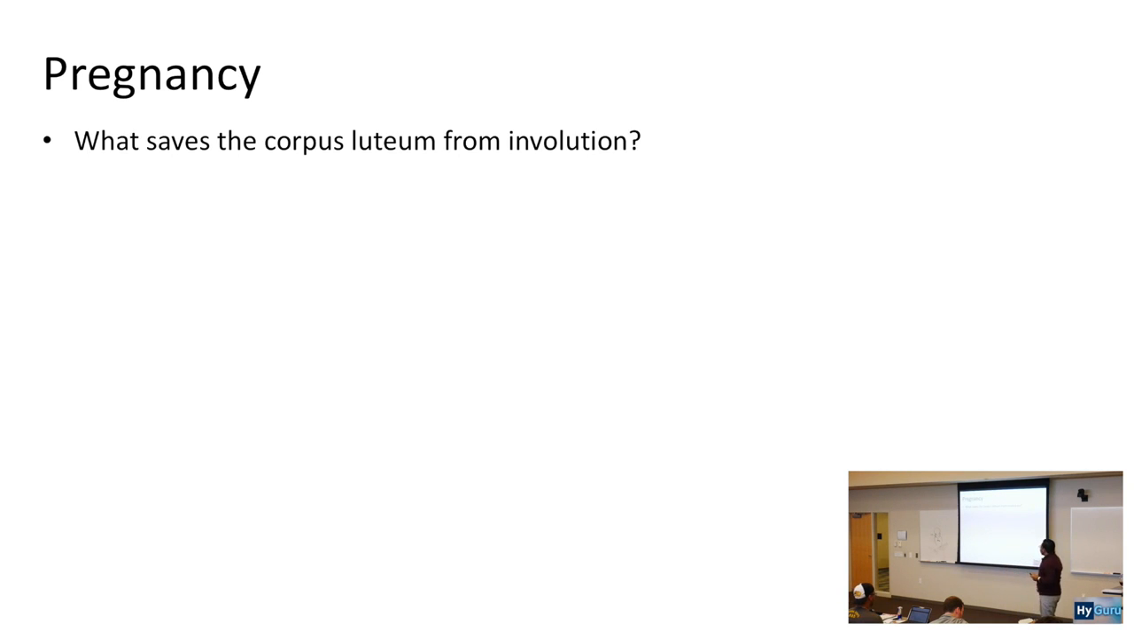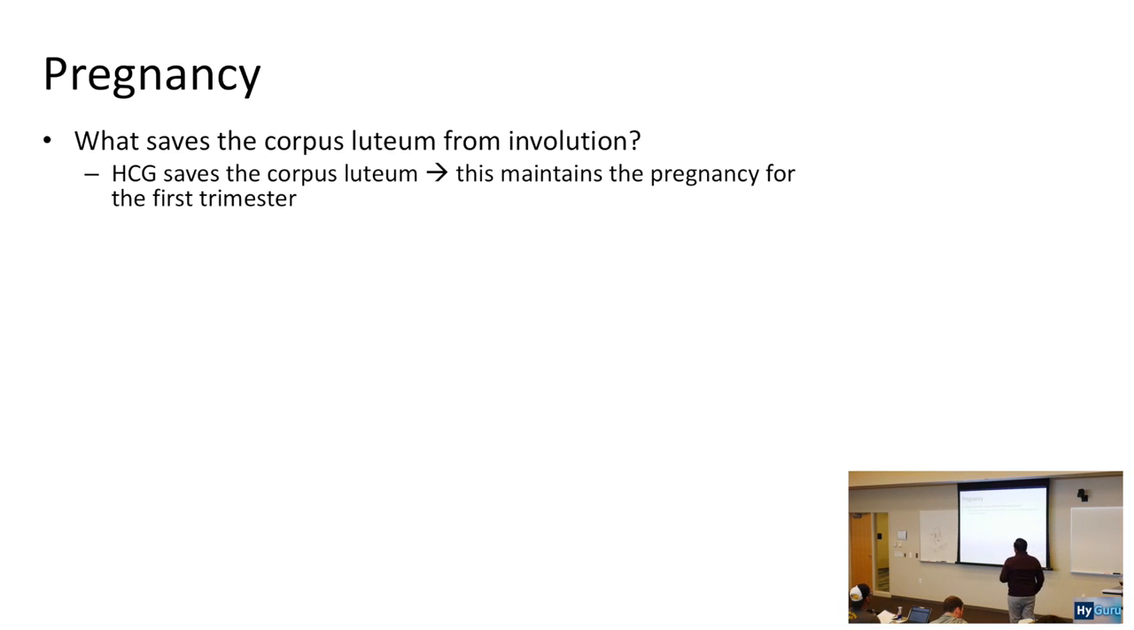Let's talk about pregnancy. So when you have the menstrual cycle and you get lucky and you are going to have a baby, remember the egg and sperm are going to meet. What is going to save the corpus luteum from involuting? That's going to be beta-hCG. So cool that the corpus luteum maintains the pregnancy for the first trimester.